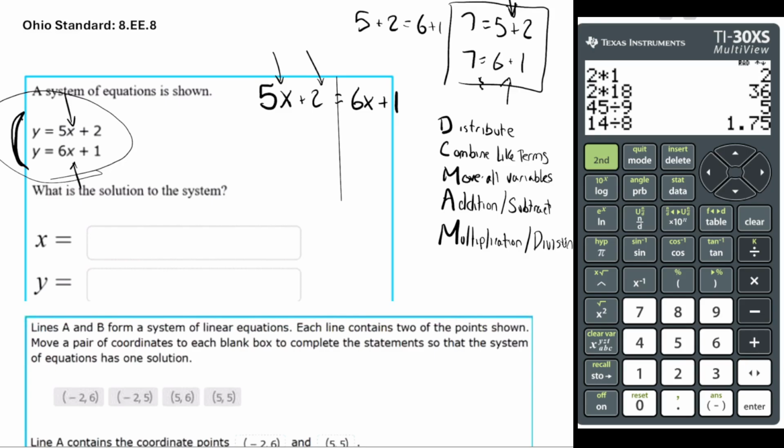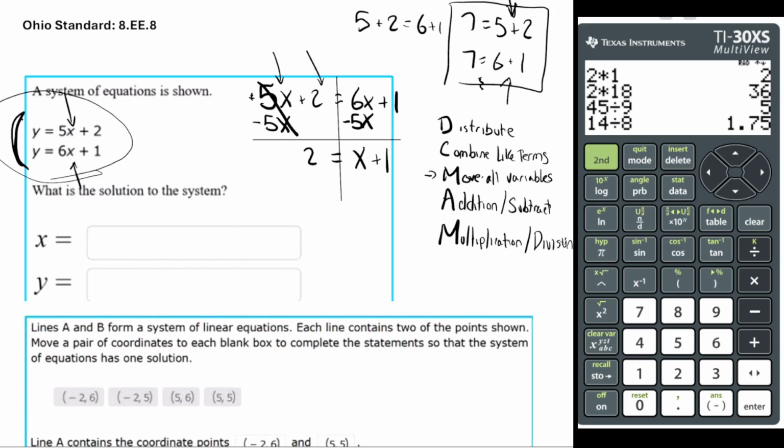So now we go to move all variables to the same side of the equal sign. When I move all variables, I like to move the smaller variable because I like to try to keep things positive. So I'm going to move this 5x. You move the 5x by doing the opposite. So instead of positive 5x, it's negative 5x. That'll cancel this out as 5x minus 5x equals 0. That leaves you with 2 equals x plus 1.